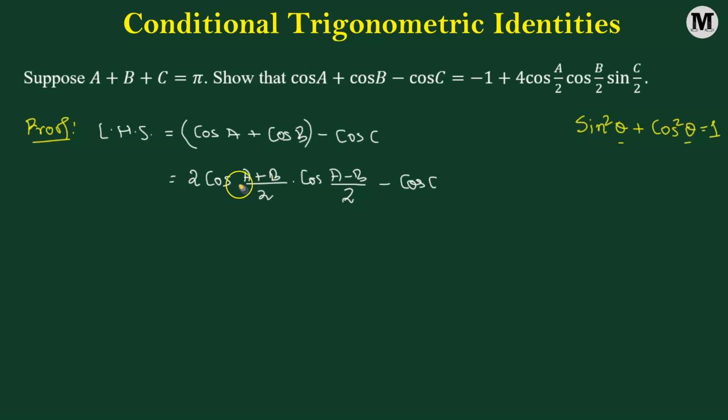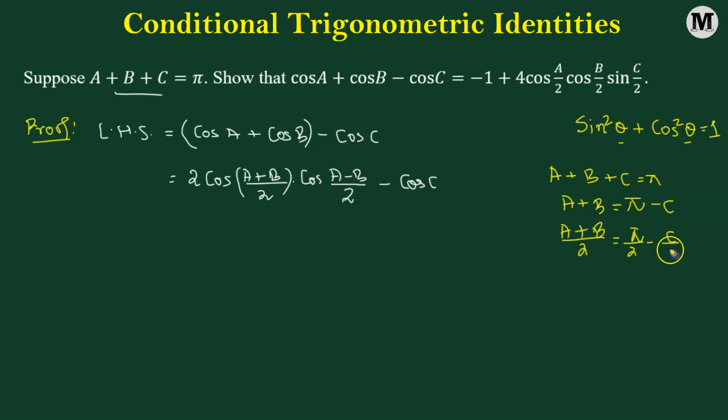Now we can work with this angle A plus B over 2. We'll use the fact that A plus B plus C equals pi. We keep A plus B on the left hand side, but transpose C to the right hand side, which gives us pi minus C. Now let's divide both sides by 2, so that we get A plus B divided by 2 on the left, and on the right hand side pi over 2 minus C over 2.